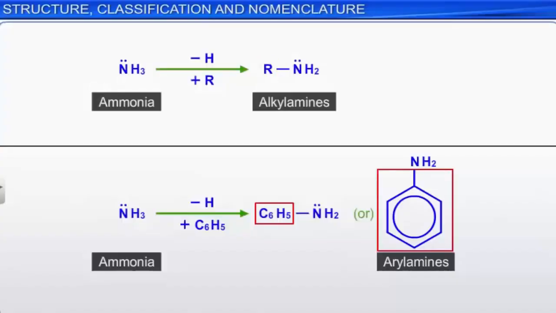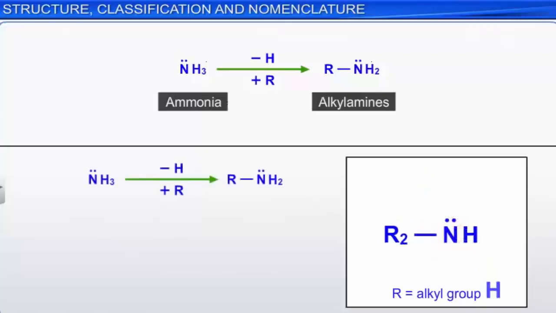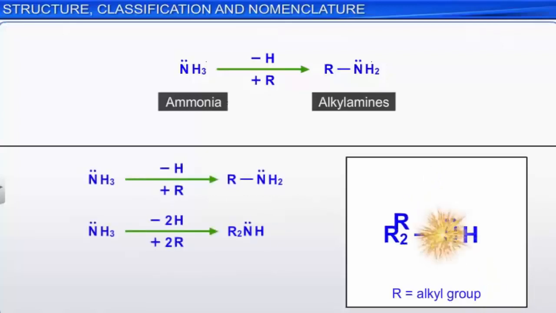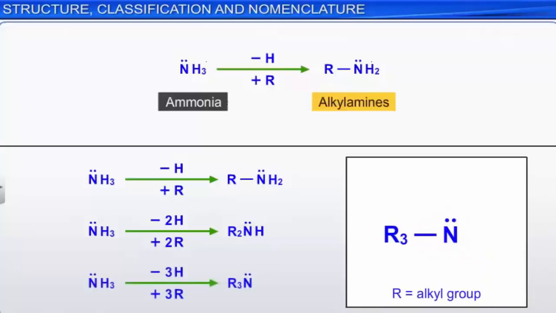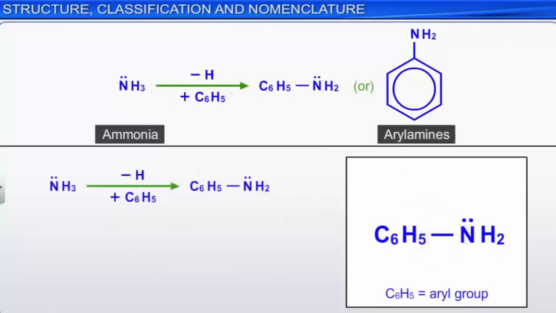Alkyl or aryl derivatives of ammonia are known as amines. Amines formed by the replacement of one or more hydrogen atoms of an ammonia molecule by alkyl groups are called alkyl amines. And those formed by the replacement of the hydrogen by aryl groups are called aryl amines.